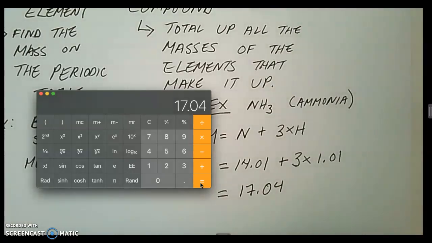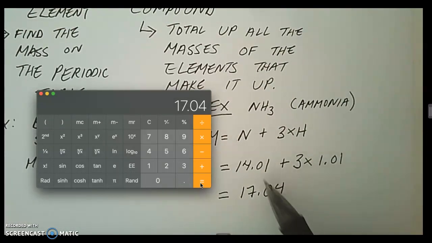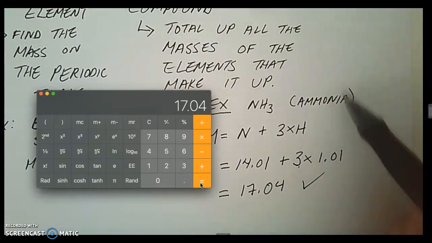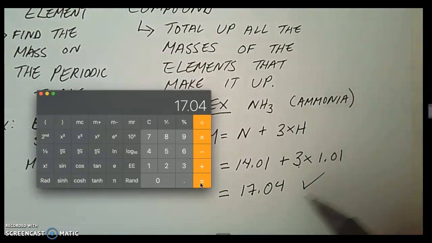You can even do a bit of a mental check here to make sure that makes sense. So I've got 14 plus 3 times, this is about 14, this is about 1. So 14 plus 3 times 1 would be like 14 plus 3. So an answer that's about 17 definitely makes sense here. So that seems reasonable, and that is the answer. So this is how you show your steps for finding the molar mass.